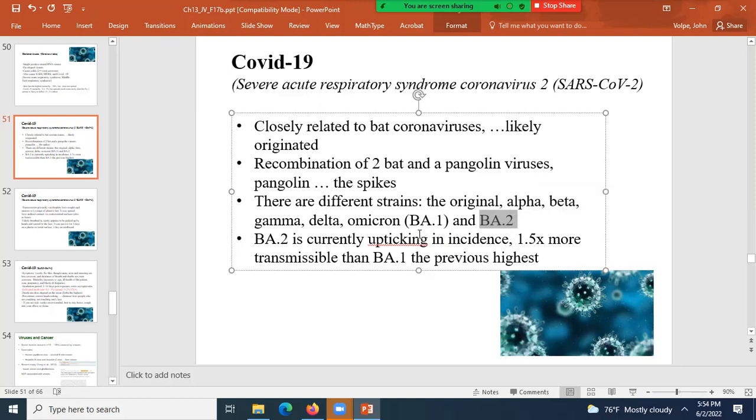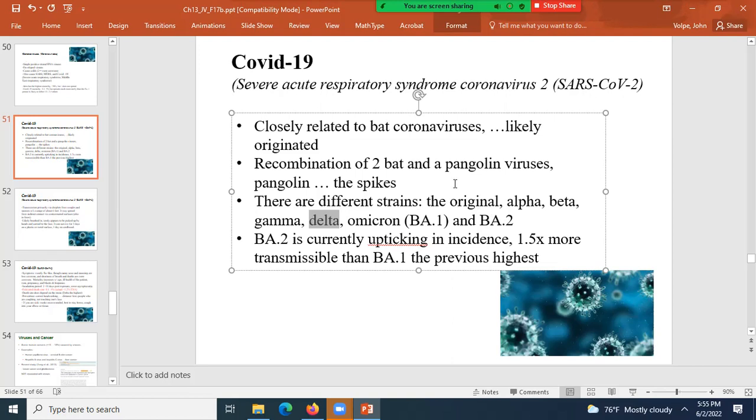BA2 is derived from BA1. BA1 was derived from Delta virus. I don't know the history of where Delta came from. There are other different strains. These are the strains that cause epidemics in the United States. Any question about any of that? They all have different mutations.